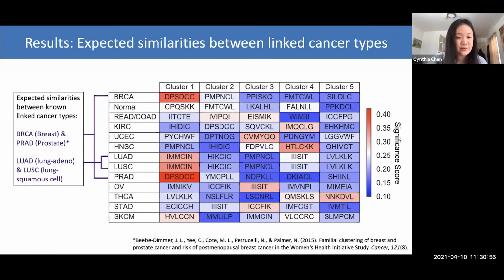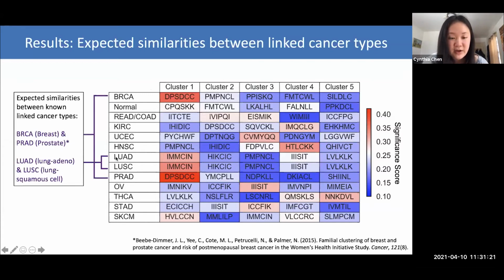And so when we took a further look at this table, we were able to identify some pretty interesting patterns. So first, when you look at the BRCA, which is breast cancer, and PRAD, which is prostate cancer, if you look at those two rows, you can see that they share this highly enriched DPSDC motif. And so this is pretty interesting because a previous study actually shows that breast cancer and prostate cancer are linked within families. And so the fact that they're both really highly represented within our analyses makes a lot of sense.